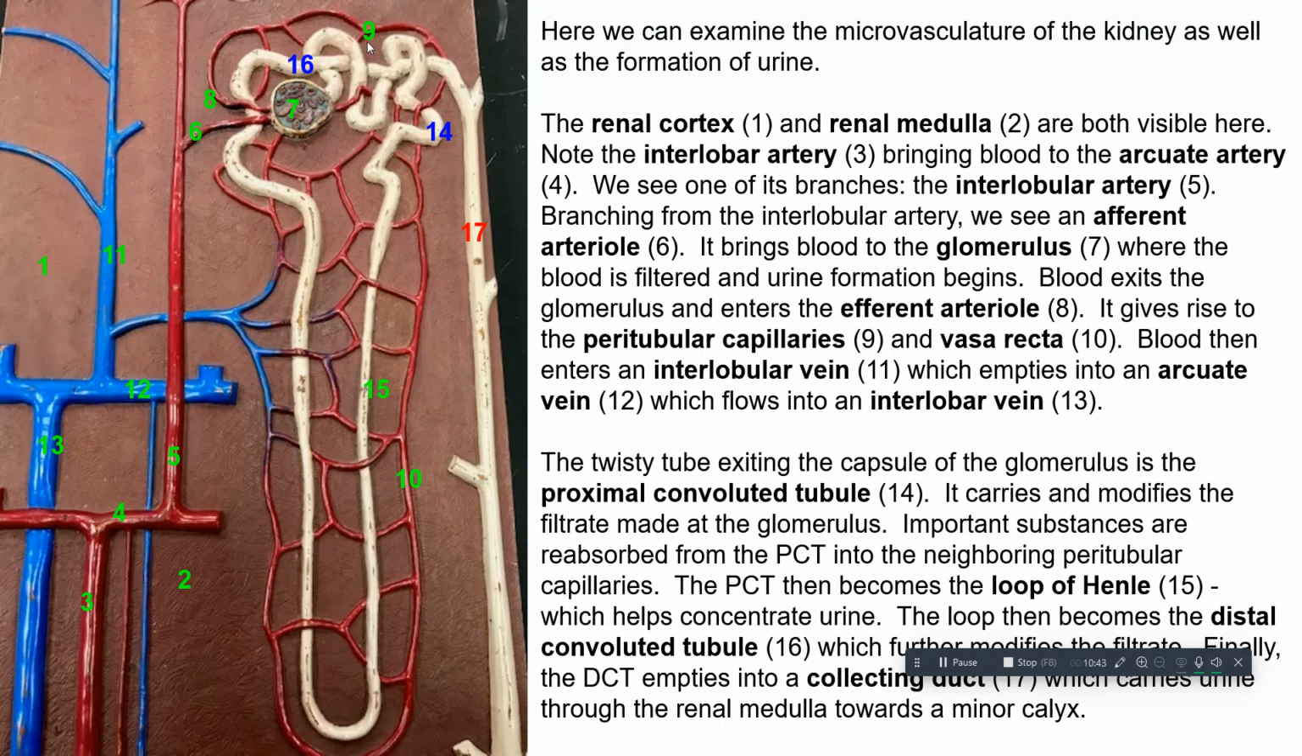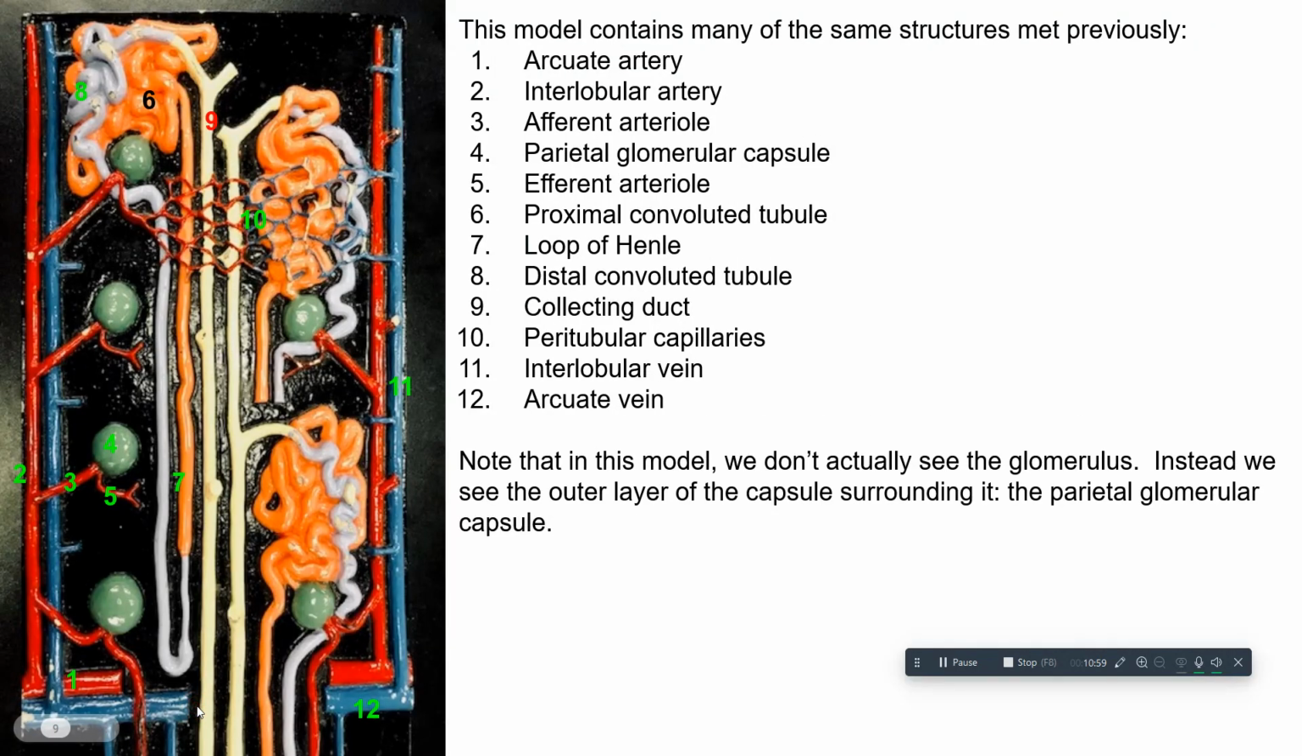Now notice all these capillaries here eventually empty into an interlobular vein, which empties into an arcuate vein, which empties into an interlobar vein. And of course, above the arcuate, up here is cortex, down here is medulla. Same idea, just a different model.